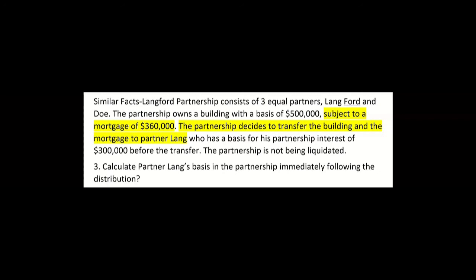Now, it makes a big difference that this asset is subject to a mortgage, because when it wasn't, we just subtracted the $500,000 basis from Lang's $300,000 basis, and we said that's going to zero out Lang's basis in the partnership. But let's see what we do now when there's a mortgage on this building being assumed by the partner.